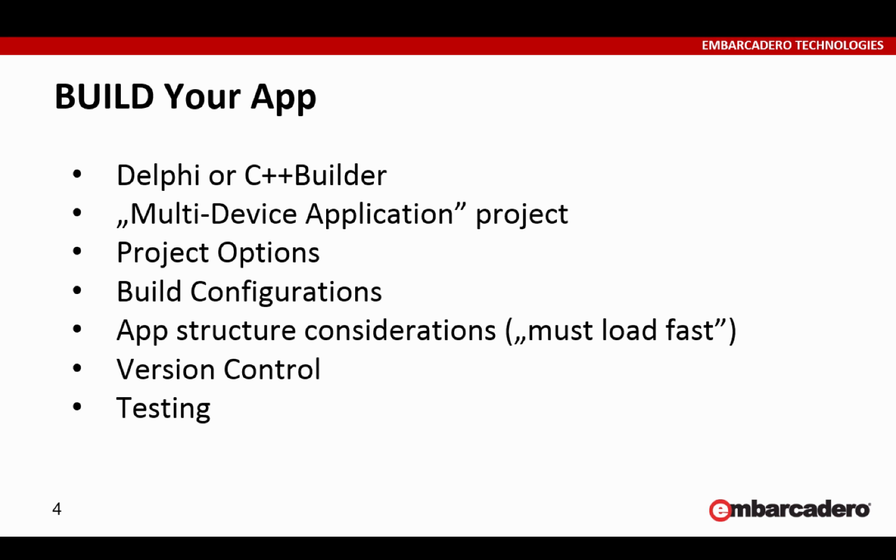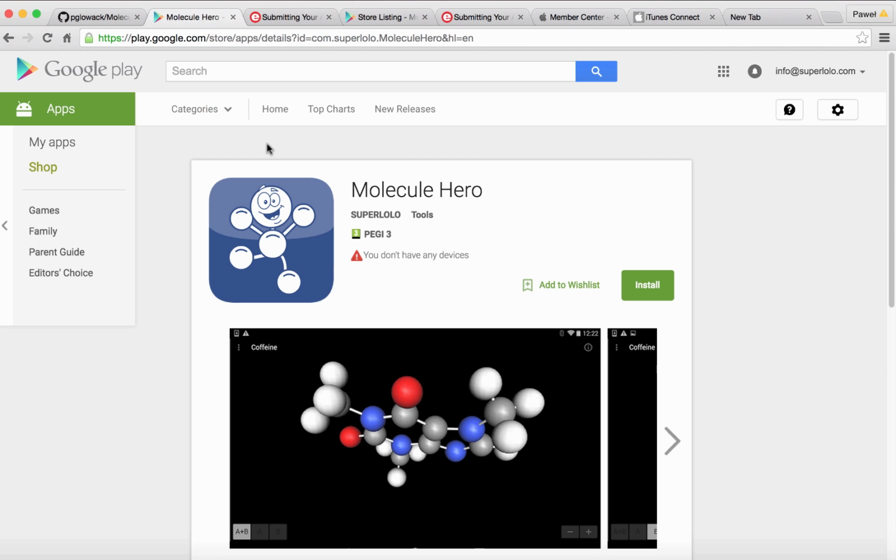In order to create a mobile application, you need to start with the multi-device application project, and then you can start building your application. Now I'm going to create an application called Molecule Hero. You can see on this Android store the application already created and deployed, ready to be installed on any Android device. Instead of giving the virtual company my own name, Pawel Glowacki, I wanted to make it more professional and decided to create a brand called Super Lolo.